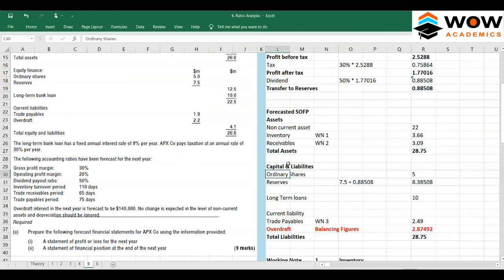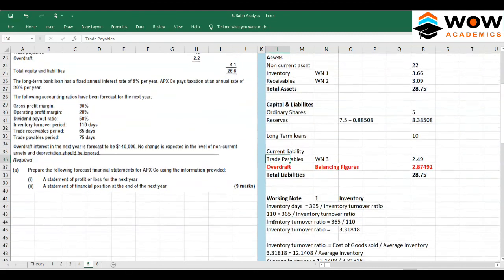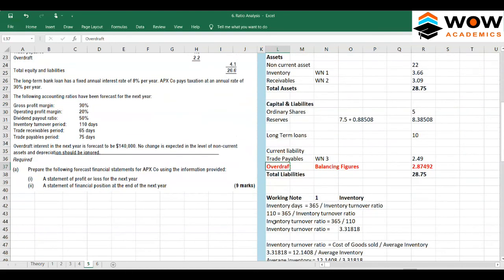Shares have not been issued or bought back, so it's the same number of shares. Reserves are the same, but you have to add the current year profit also to it. Long-term loans remain the same. Trade payables, we have found out through a working note, and the balancing number is the overdraft. Okay, so that's about this problem.